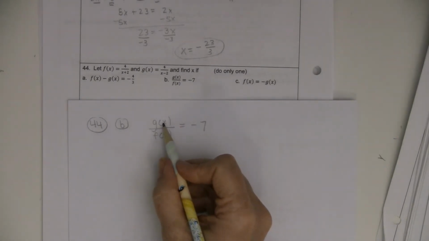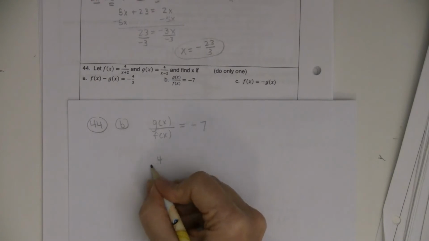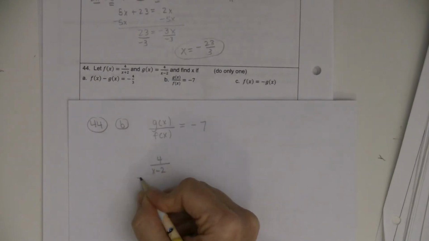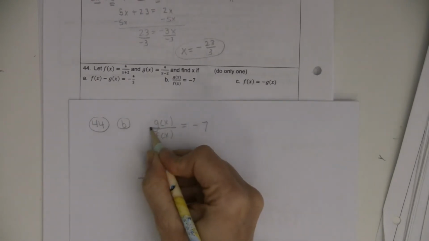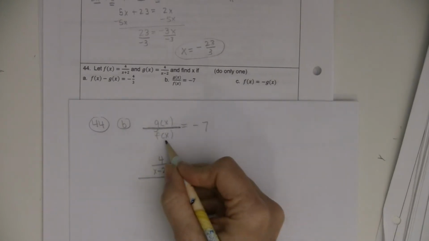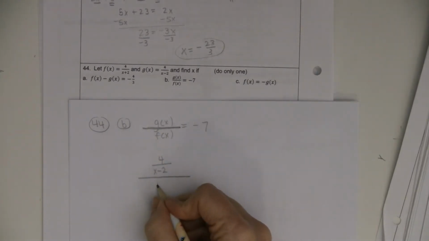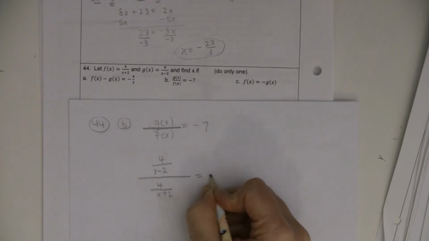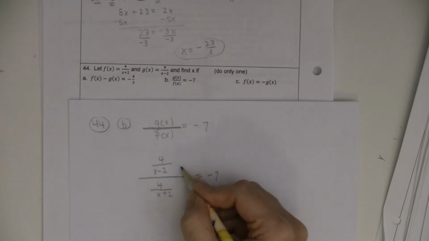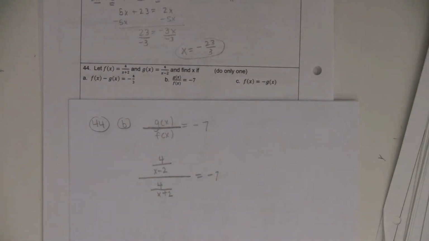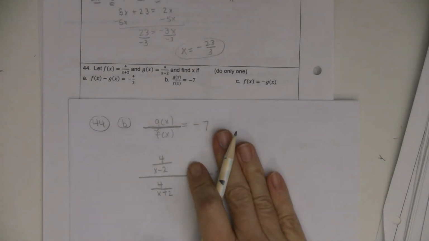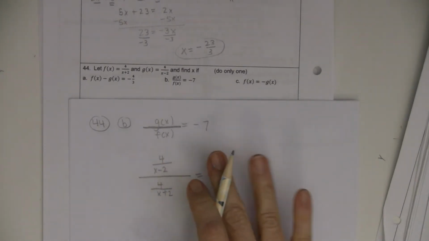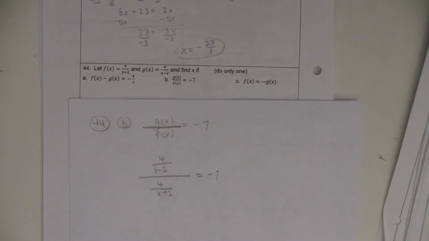So g of x is equal to 4 over x minus 2. So I'm replacing in, this is my main fraction bar, right? Now I'm going to put in what f of x is, which was 4 over x plus 2 equals negative 7. And this is a complex fraction, and it's not simplified. So I think what I would do is start off by ignoring the negative 7 over there and just simplify this and then solve it. I mean, that's a way of going, certainly. And so that's going to be my plan.